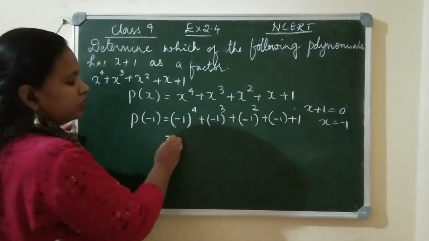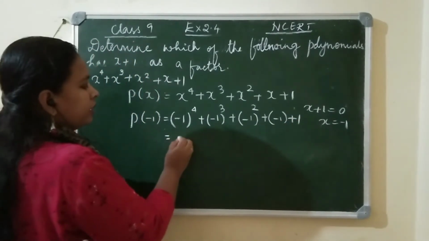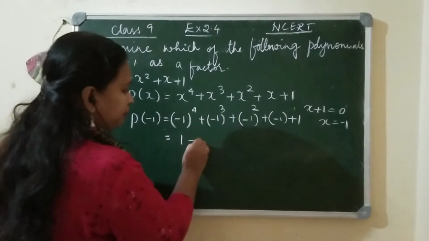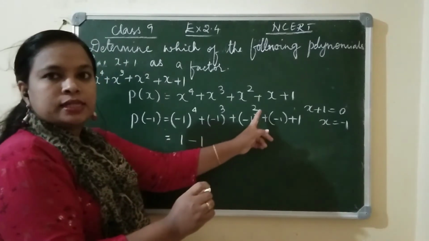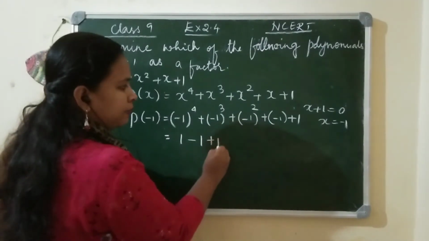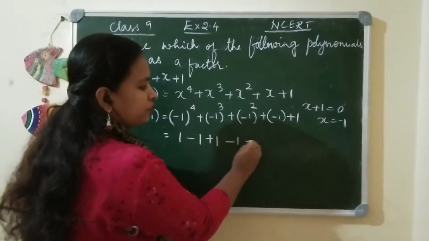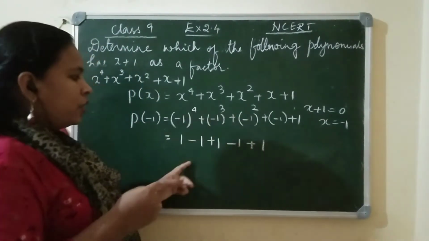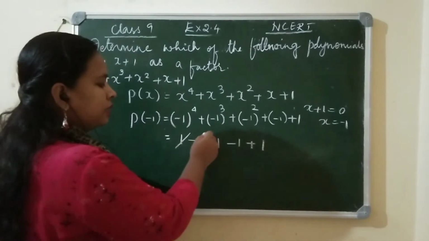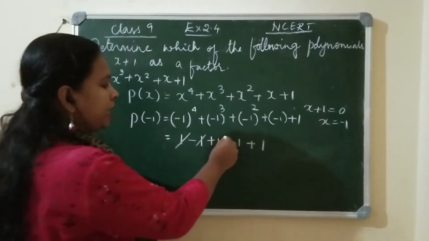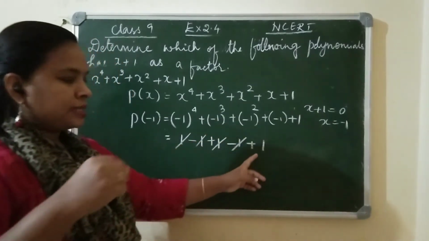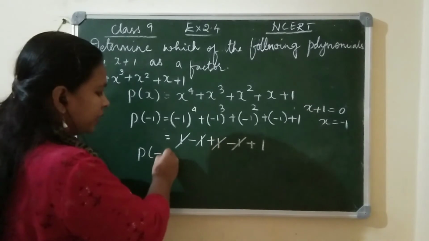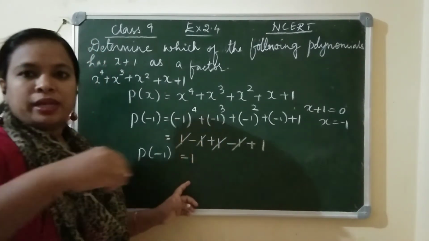So now we will check what's the remainder you are going to get. Here you will get 1 because it is to the power of 4, and here you get -1. Here it is to the power of an even number, so you will get +1. Here -1, and this 1 at the last, write as it is. Now you can cancel 1 and -1, and in the same way 1 and -1 you can cancel, and you are left with 1. So now p of -1, you are going to get the remainder as 1.